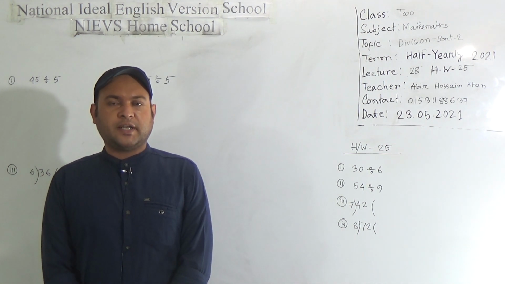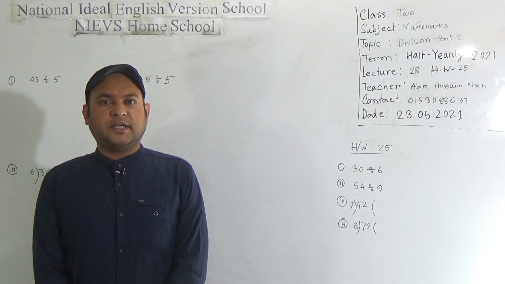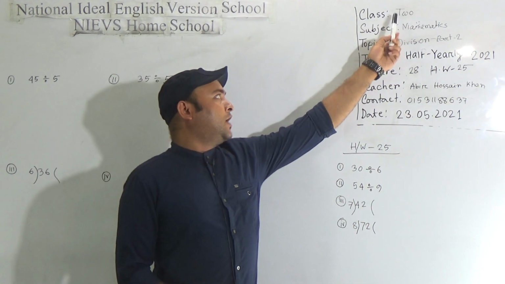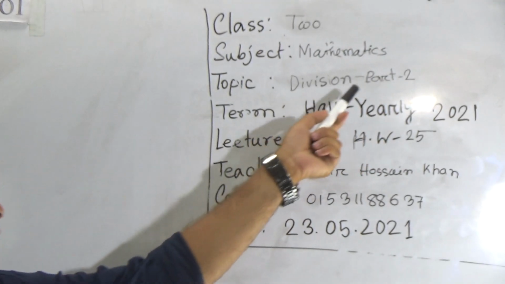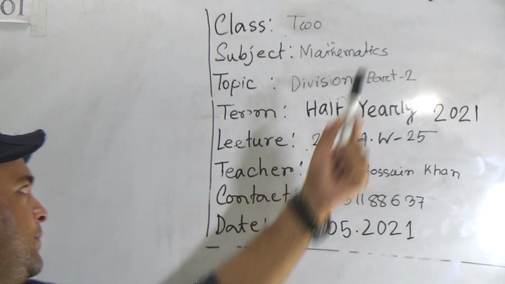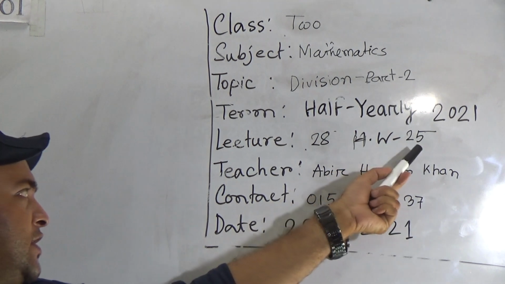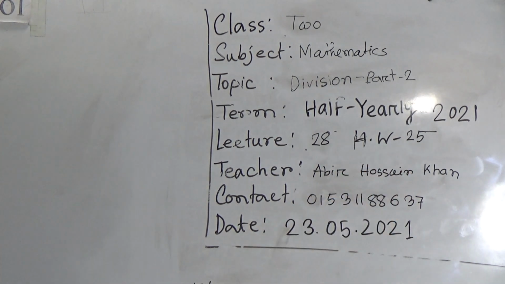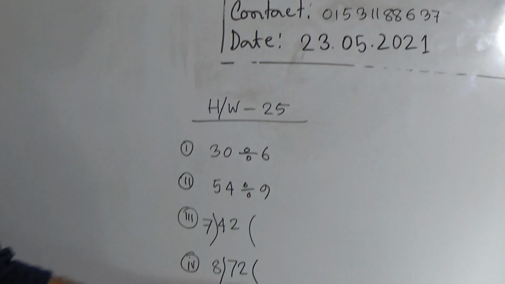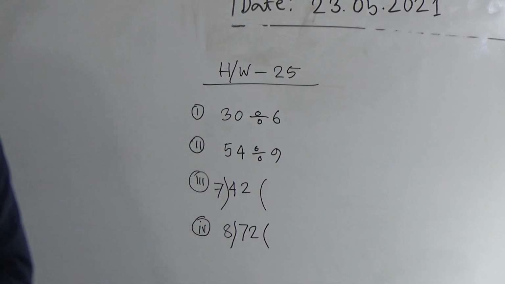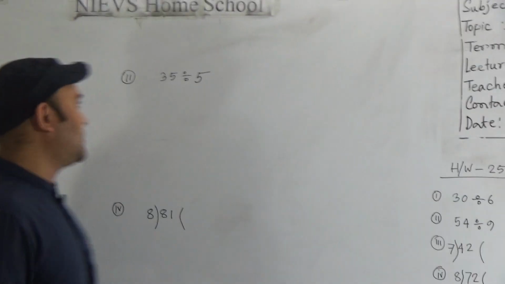This is Abir Hossain, assistant teacher in mathematics at day shift of National Ideal English Version School. Today I am going to take mathematics class for class 2, and our today's topic is division part 2. Very last one you have already learned about part 1, and today's lecture is 28 and our HW is 25. You have to submit HW 25 on the next Saturday on campus. Now my dear students, let's start our class.